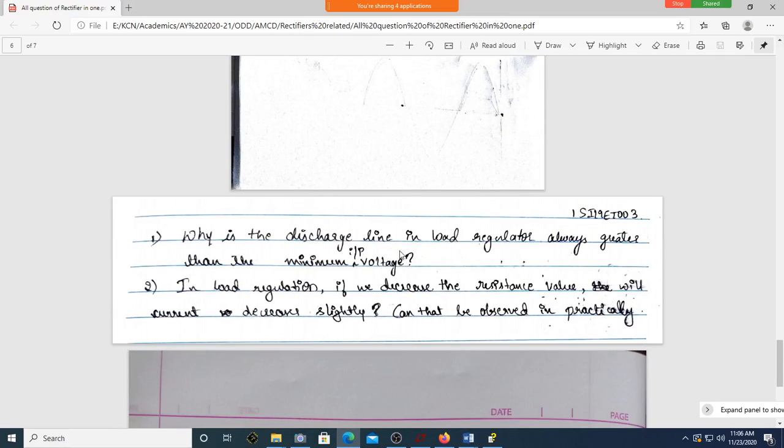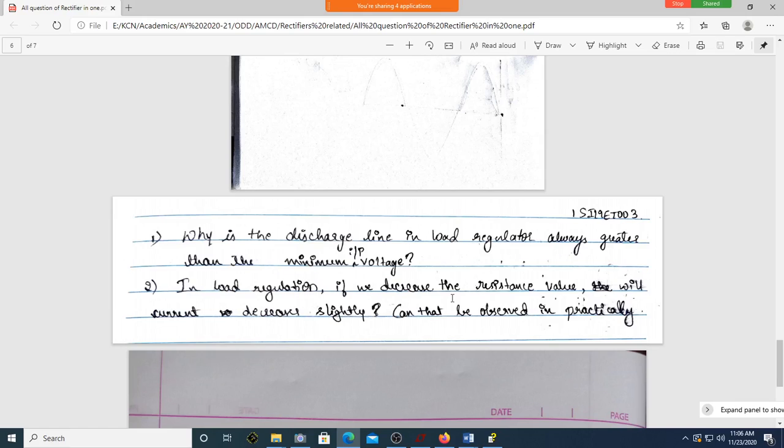Why is the input voltage in line and load regulation always greater than the minimum voltage? If the input voltage to the regulator is less than the minimum, you will not get the regulated voltage. You need to allow some voltage to be consumed across the regulator. You are supposed to apply some voltage, otherwise you won't get a constant voltage. That's what we saw here.